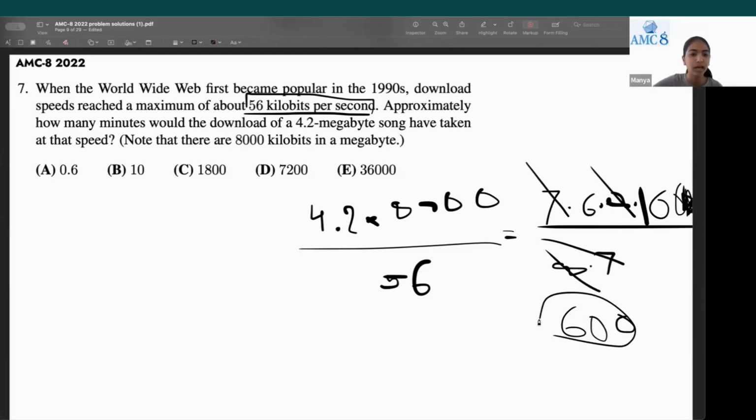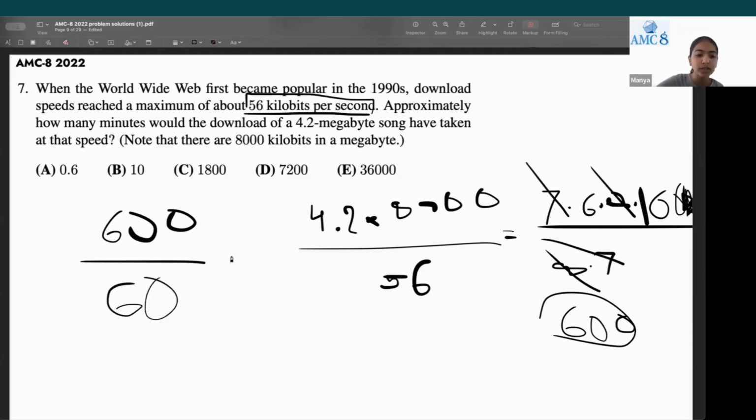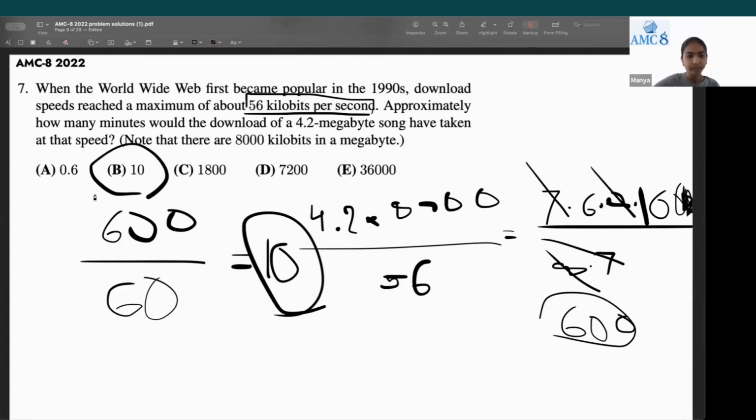Well, since they're asking us this divided by seconds, and since there's 60 seconds per minute, we would have to do 600 divided by 60. Once again, there's 60 seconds per minute. So 600 divided by 60 is going to be equal to 10 over 1, which is just simply 10. And so that's how we got our answer choice B.